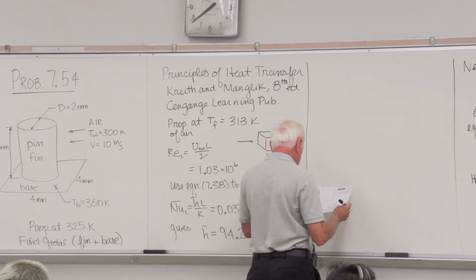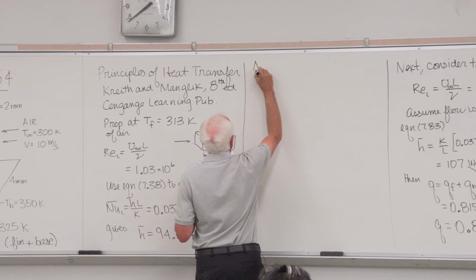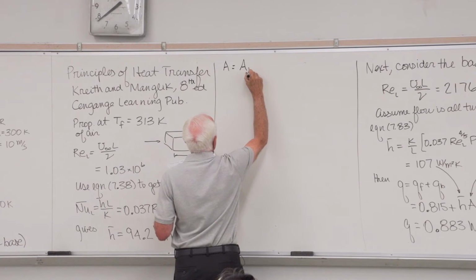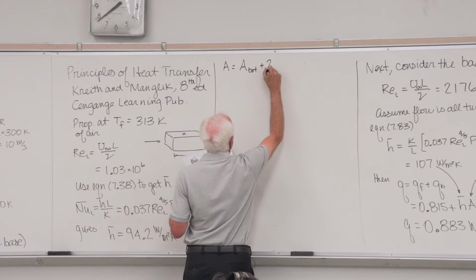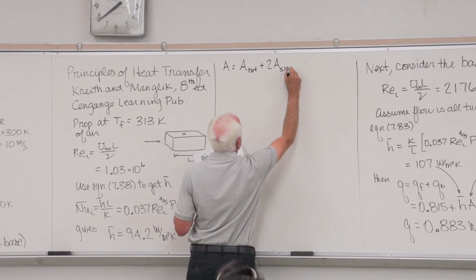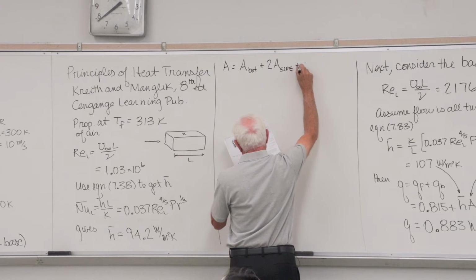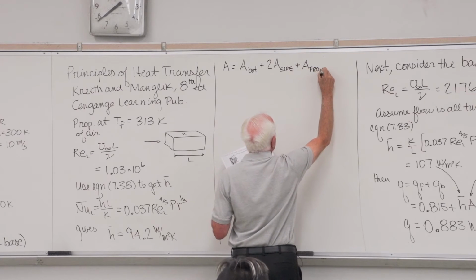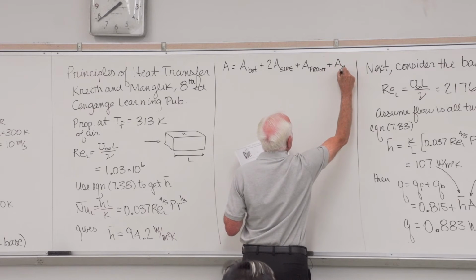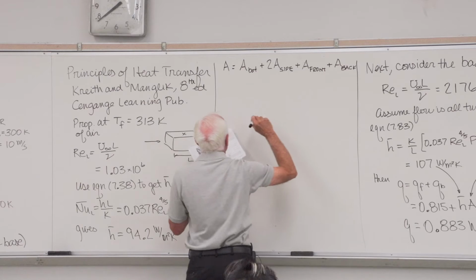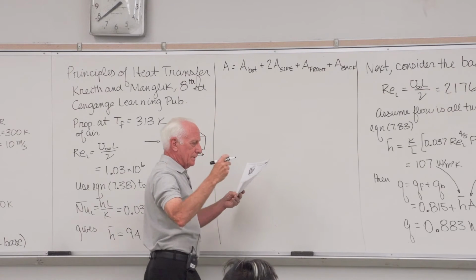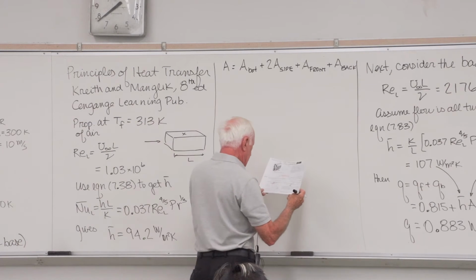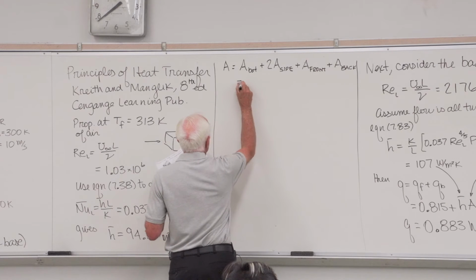Okay, he says the area is equal to the area of the bottom plus 2 times the area of one side plus the area of the front and the area of the back. If you put those numbers in, it's 6/10 long by 2/10 wide. Put all those numbers in and you get an area of 0.28 square meters.